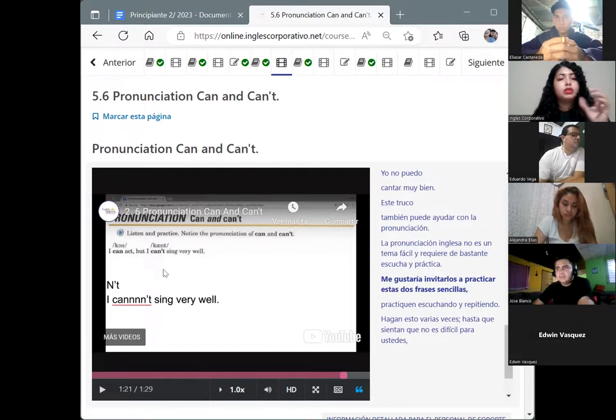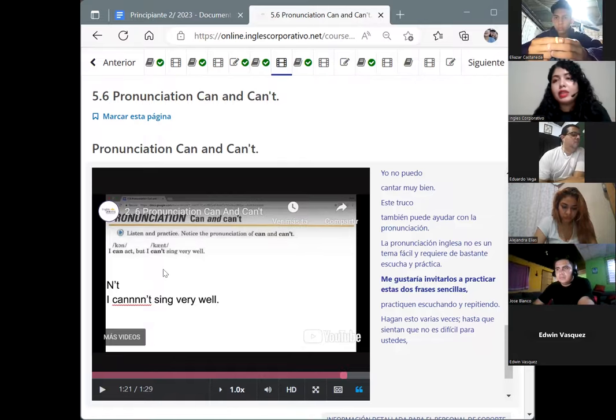En el caso, nosotros ahí podemos ver la diferencia entre can and can't with the NT at the end of the word. Y también él decía que cuando es negativo, lo que podemos hacer es alargar la palabra, can't. En lugar de can't, que es short word, we can say can't to the negative word.